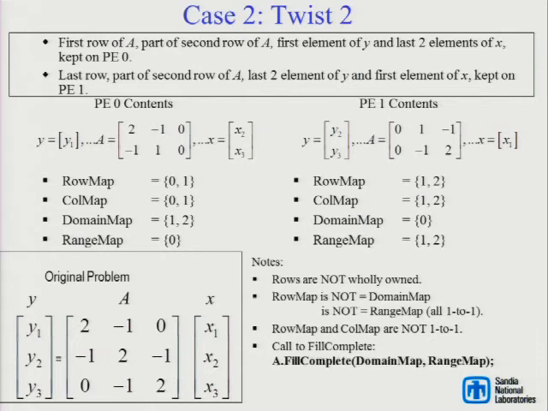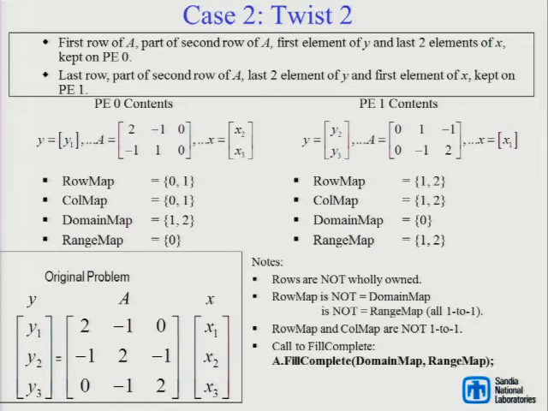Here's another twist. And this is kind of more fun. This allows me to do partially assembled rows. So let's say processor 0 has the first row of A and, say, part of the second row of A. And then it has the first Y and the last two X's. These guys are the same as the last time, but now I'm partially assembling rows. Each processor has part of a row. Likewise, processor 2 is going to have the last row of A, part of the second one, and then the last two parts of Y and the first part of X.